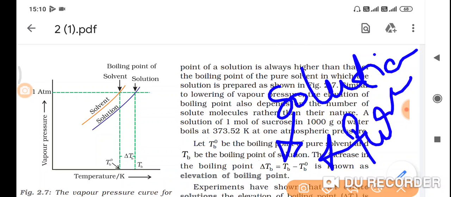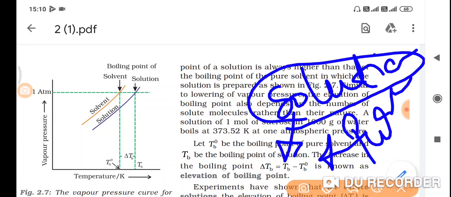Wherever you see naught, we have to study that as pure. So naught is for pure, right? Pure solvent. So Tb naught is for pure water, that is 373.15, and Tb is for the solution when you add 1 mole of sucrose in 1000 gram of water.